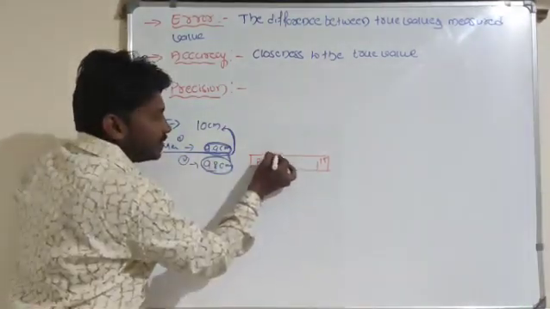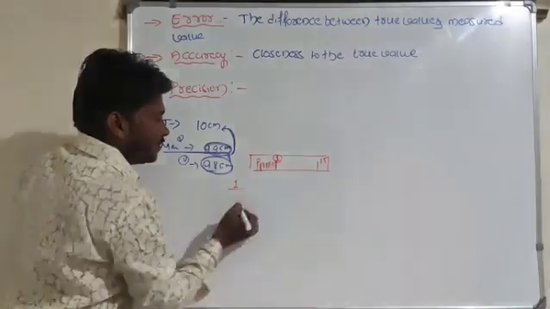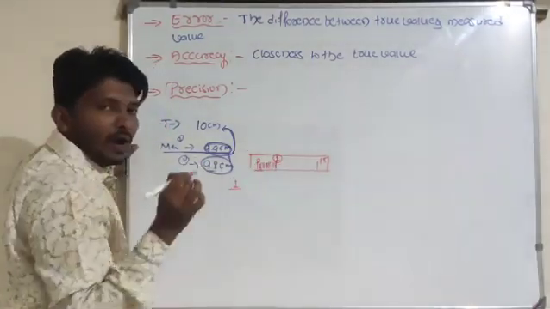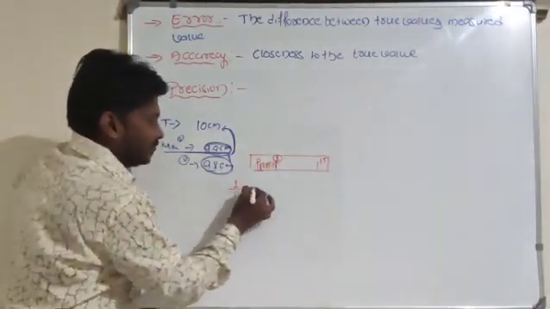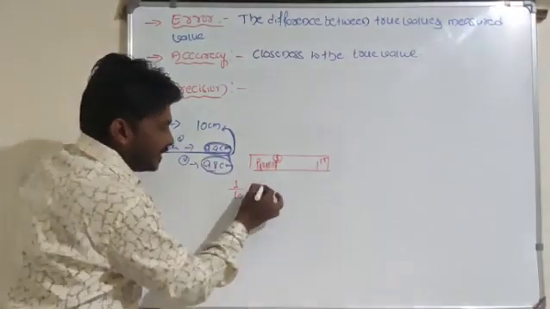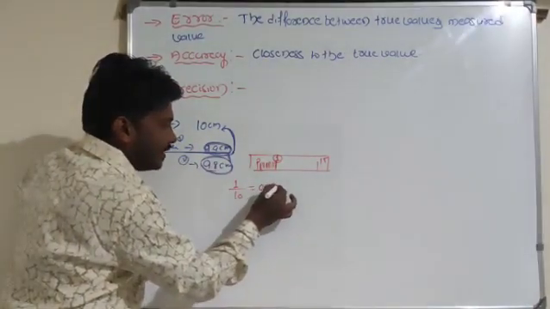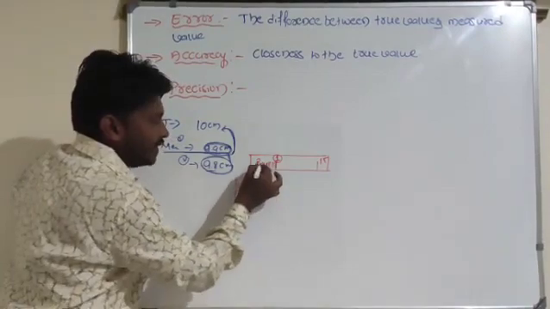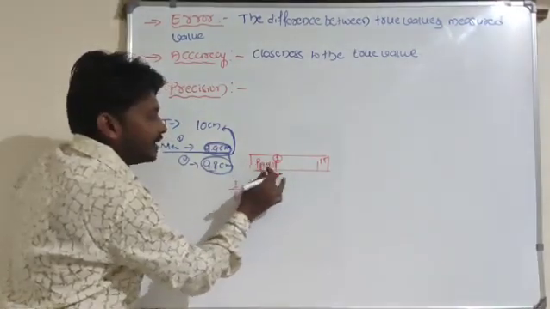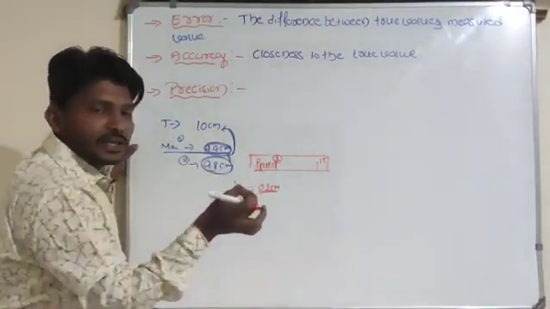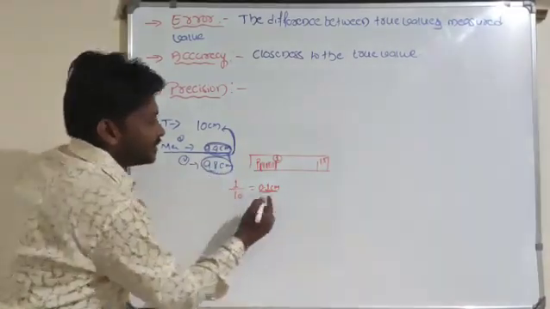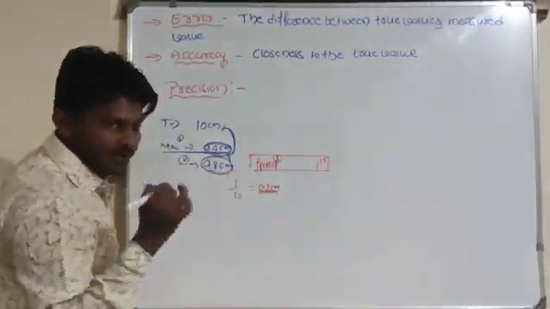Look here, this is 1 centimeter. I will write it as 1 here. From 0 to 1, how many lines are there? 10 lines are there, so 1 by 10, that is 0.1 centimeter. What is the least possible measurement from this scale? The smallest distance I can measure from this scale is 0.1 centimeter.